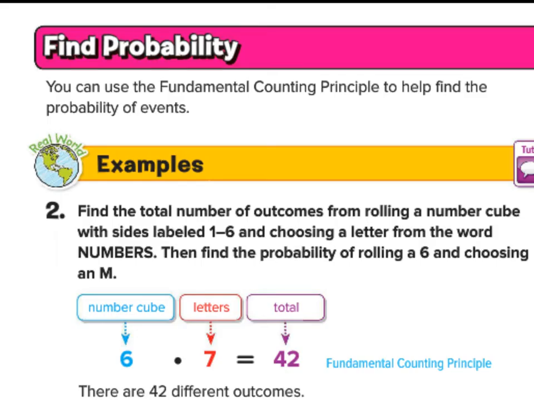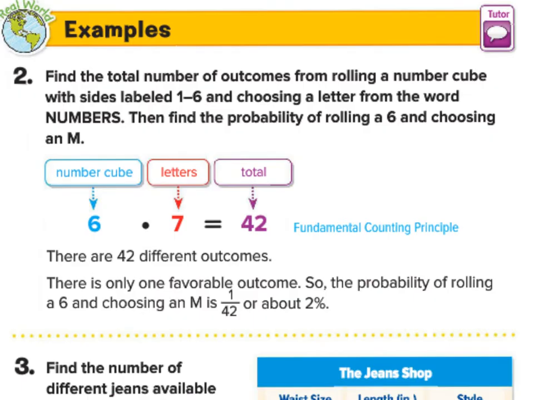So really, the fundamental counting principle can also help you find the probability of events. We can use this to identify what is probable in outcomes. So let's look at example 2. Find the total number of outcomes from rolling a number cube with sides labeled 1 to 6 and choosing a letter from the word NUMBERS, 1, 2, 3, 4, 5, 6, 7. Then find the probability of rolling a 6 and choosing an M.